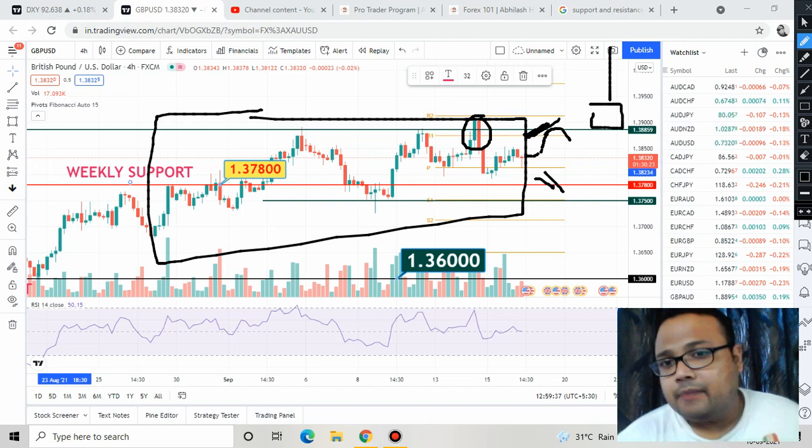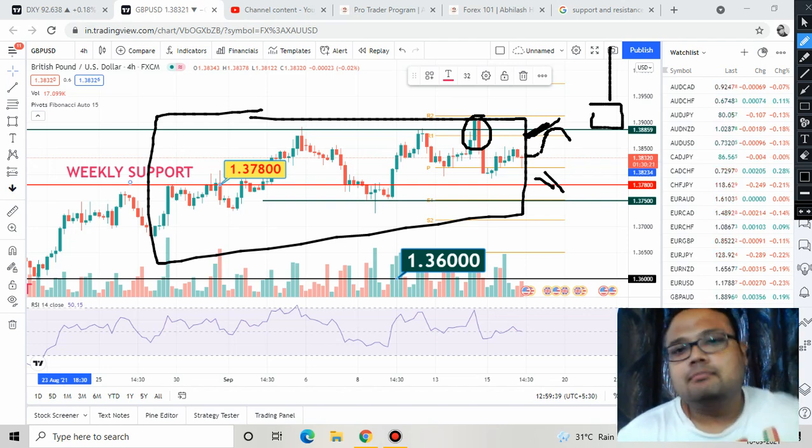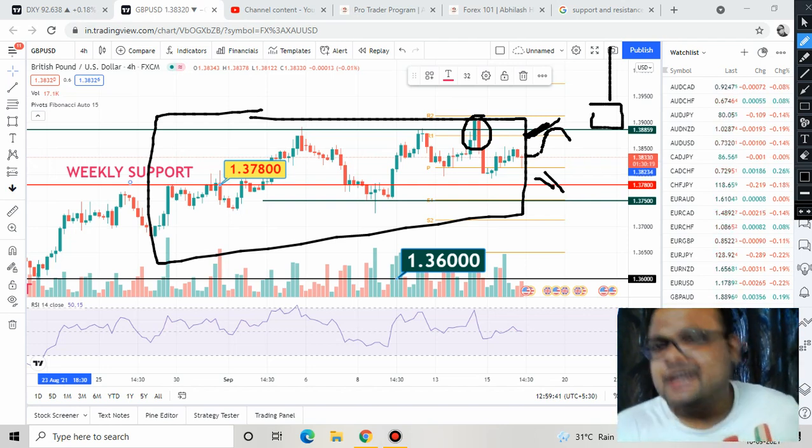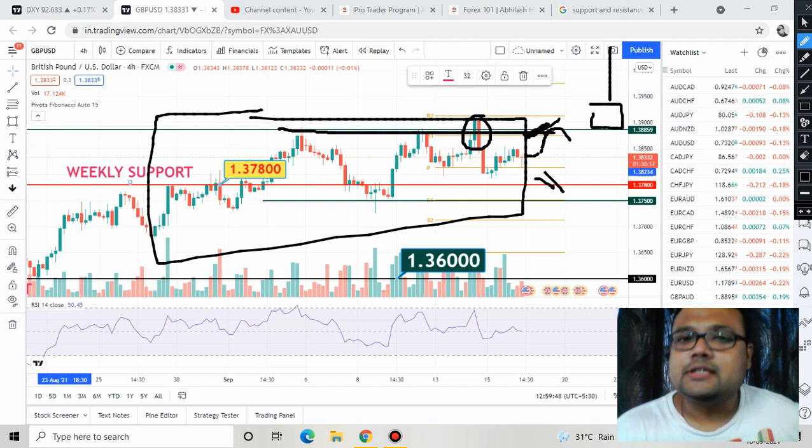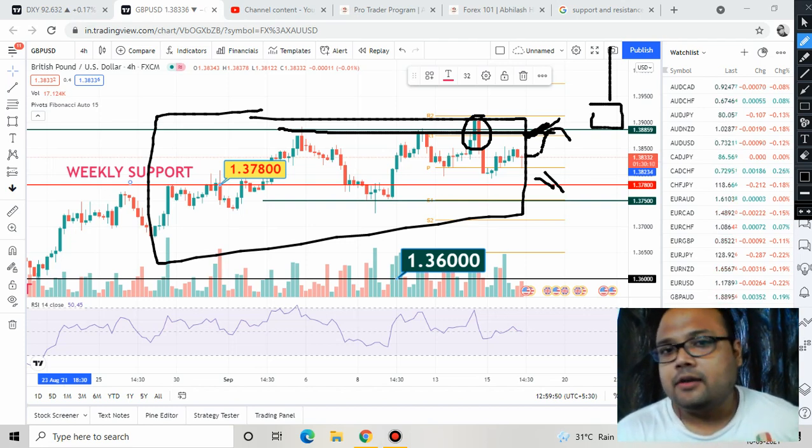Once you see that the market is facing resistance and the price is struggling near the resistance, then you'll get the confirmation that this is a very strong resistance for the market, and you can short the market right away.